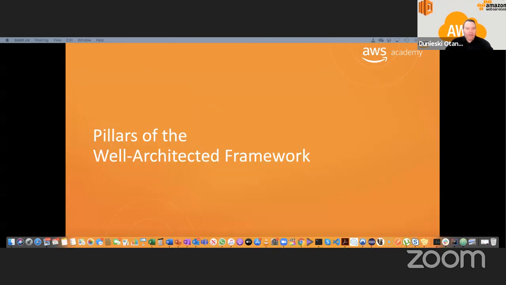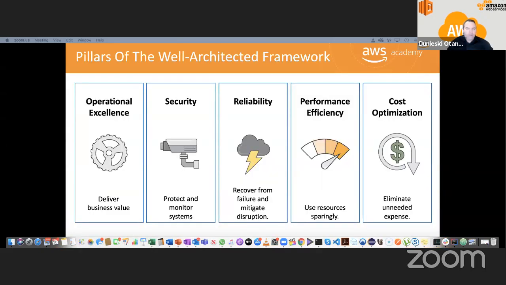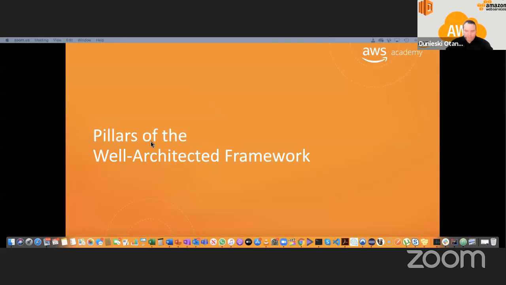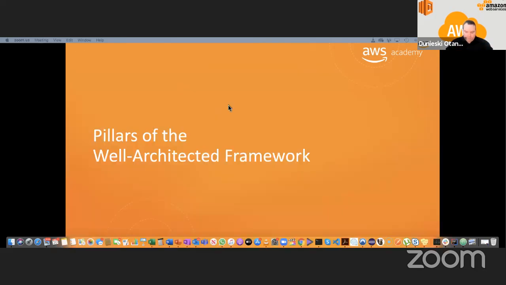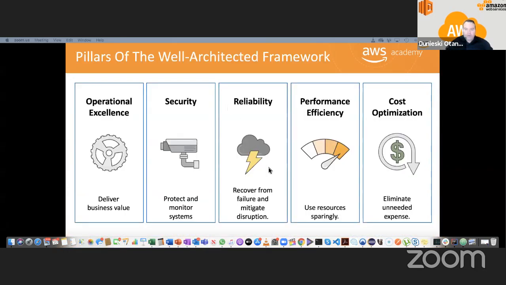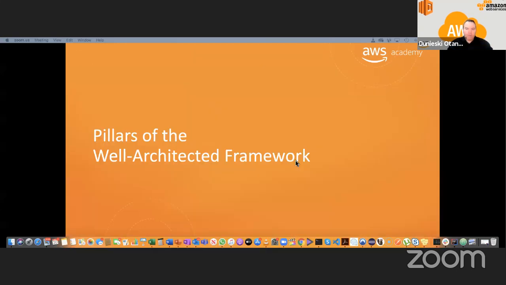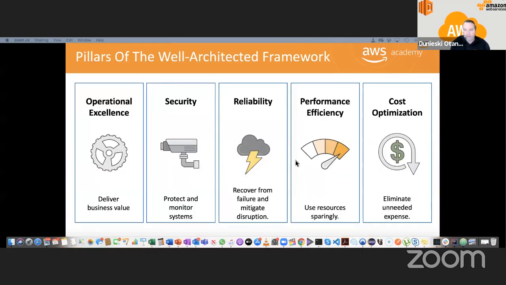Now, the pillars of the well-architected framework. This is the beans and potatoes of this lesson. So don't forget these five. Operational excellence: deliver business value. Security: protect and monitor systems. Reliability: recover from failure and mitigate disruption. Performance efficiency: use resources sparingly. And cost optimization: eliminate unneeded expenses.